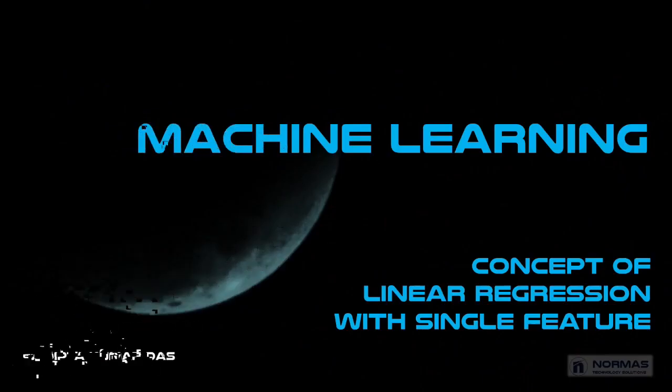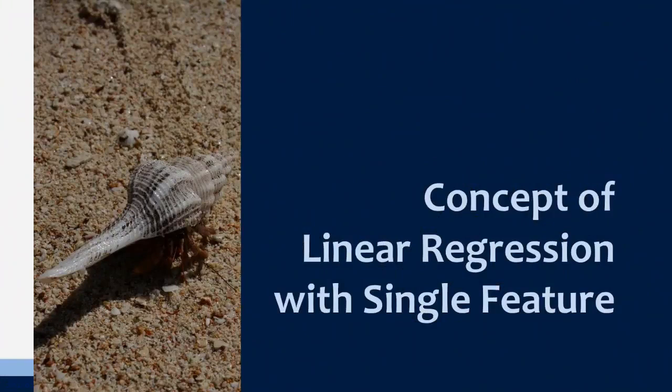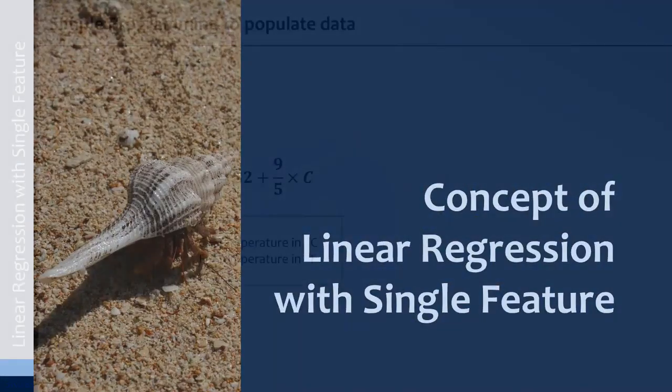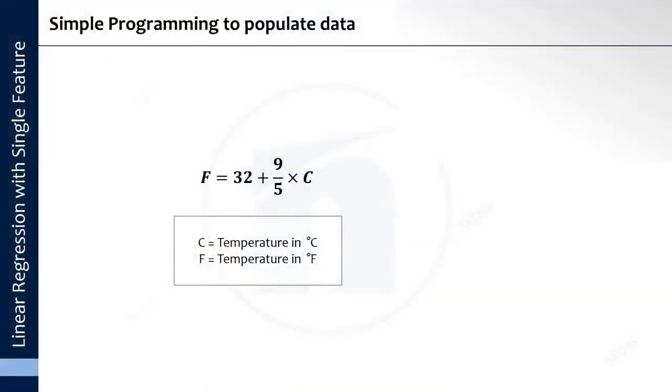Today, we are going to learn linear regression. We are going to discuss the very first topic in machine learning, the concept of linear regression with single feature. Our objective today is to understand the very basic and fundamental concept of linear regression without going into the depth of very complicated formulas and all. At the end, we'll write a simple code in Python to see how it works.